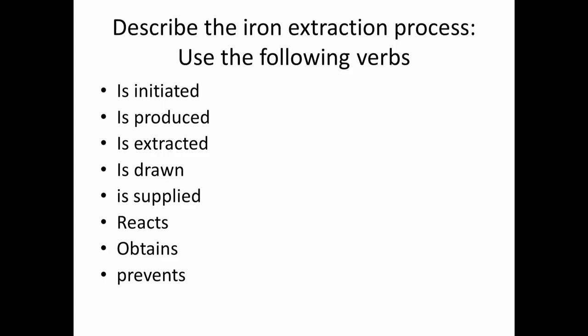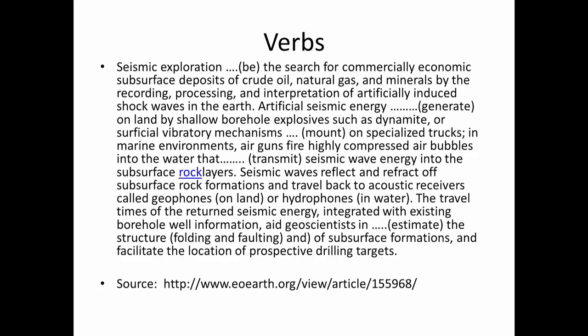See, there is no hard and fast compulsion here. If one or two verbs are left out, do not worry too much about that, but use most of these verbs in your explanation and your description. Is initiated, is produced, is extracted, is drawn, is supplied, reacts, obtains, prevents. Look at the passage here, let us read it. Look at the slide, and I want you to use the appropriate form of the verbs given in the brackets here.